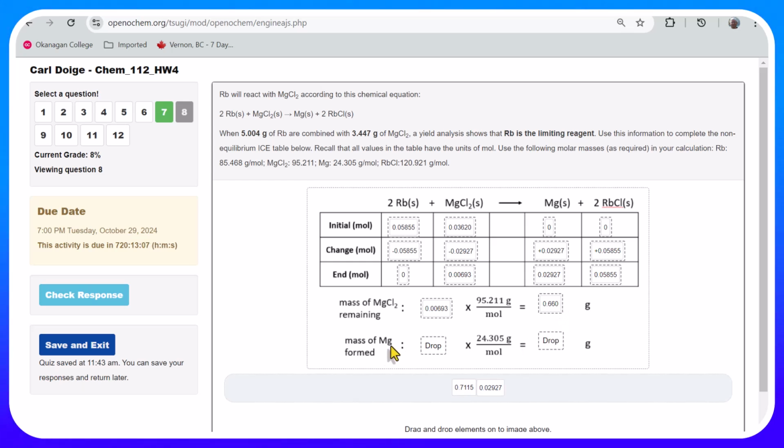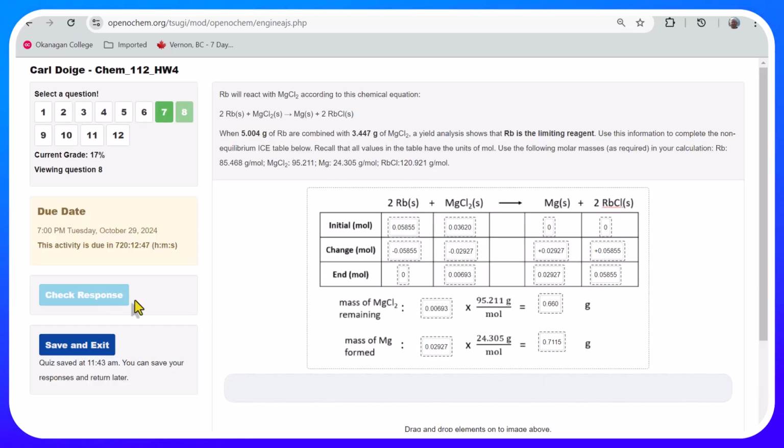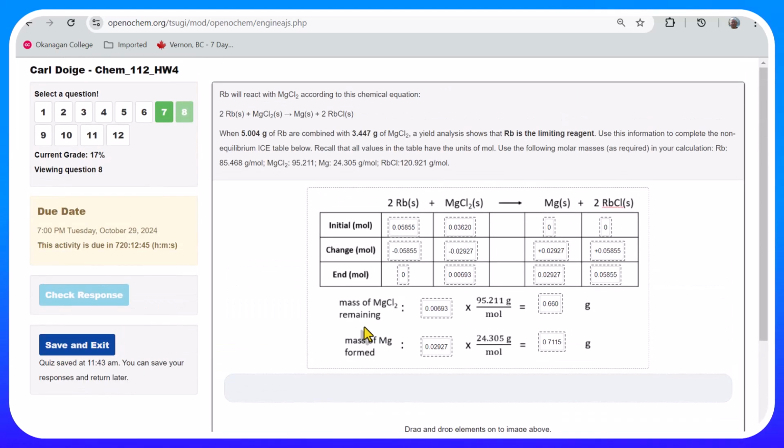Finally, to determine the mass of magnesium formed, and we've already done this, but just to show you that you can do it based off the ice table, we have 0.02927 mole of magnesium produced. We multiply it by its molar mass, and there indeed is the mass of magnesium produced. I check my response, and we get a green light.